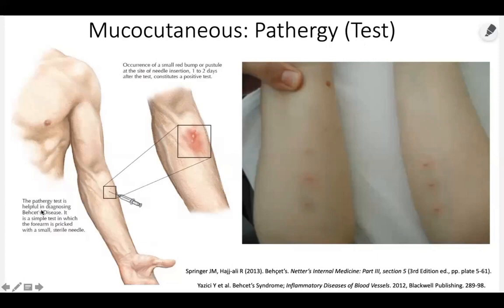The pathology test is helpful in diagnosing Behçet's disease. It is a simple test in which the forearm is pricked with a small sterile needle. Okay, it's a sterile needle. Occurrence of small red bumps or pustule at the site of needle insertion 1 to 2 days after the test constitutes a positive test. So what they do is at the forearm, they will use a small sterile needle, they puncture it, and 1 or 2 days after the puncture, there will be occurrence of small red bumps or pustules at the site of needle insertion. This will show a positive test. This is known as pathology test.